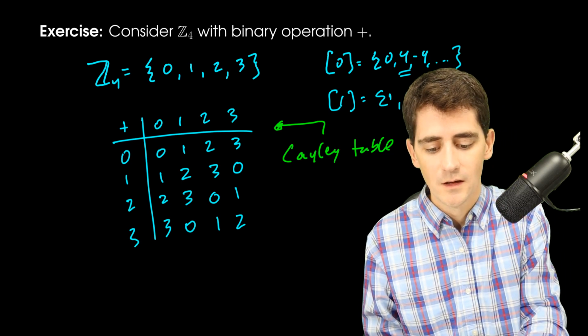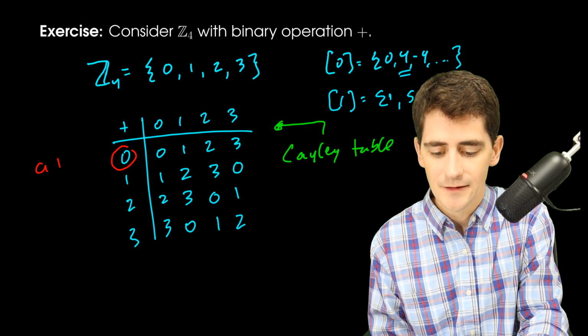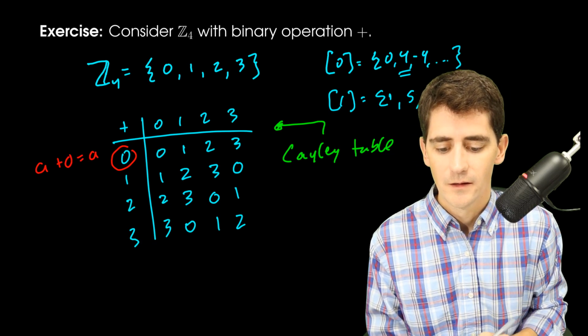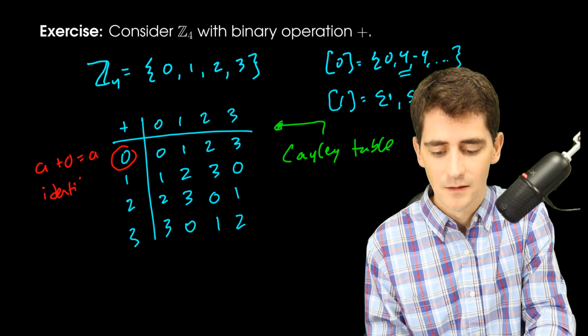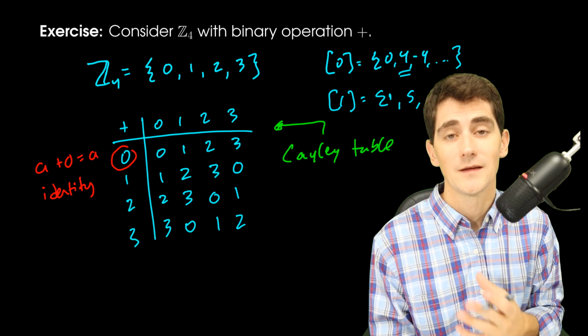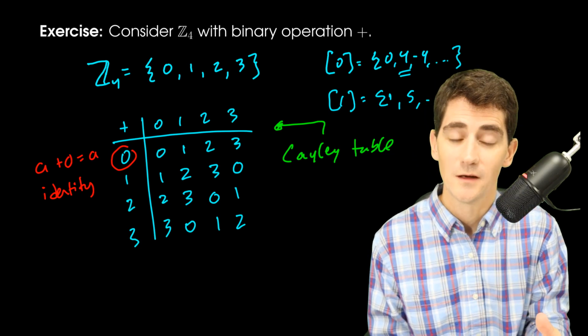Notice, first of all, that this 0 element was special because when I added anything to 0, nothing got changed. We call this an identity. So here 0 operates like the identity. It's just when I apply my operation, my original thing does not change.